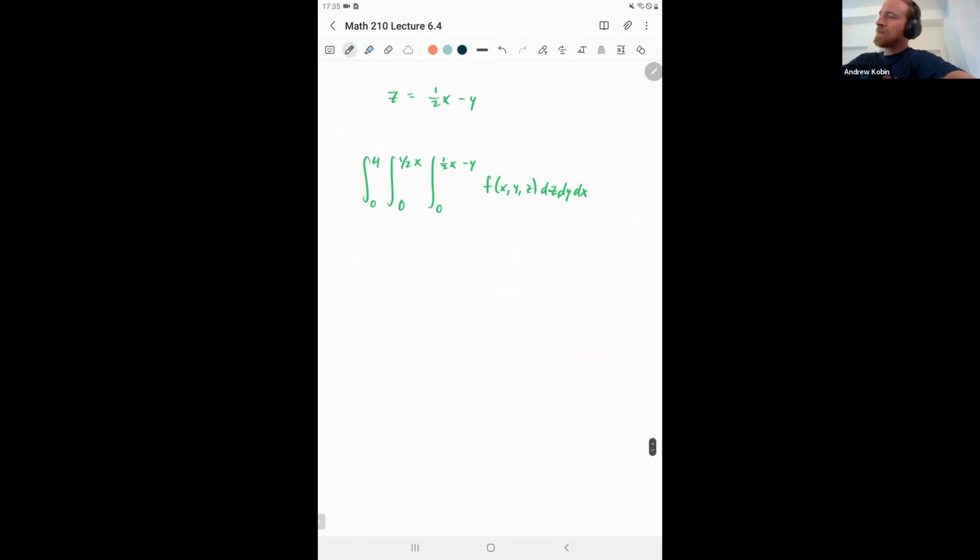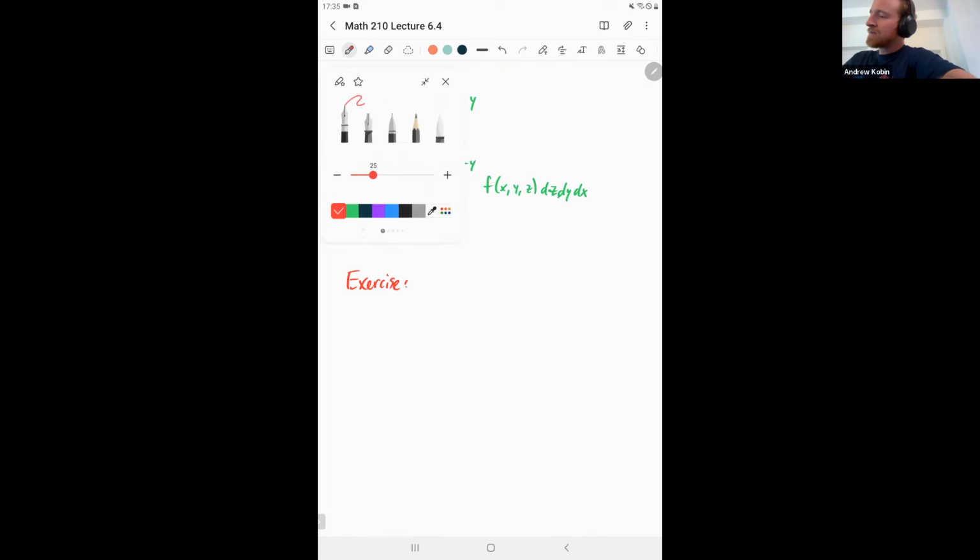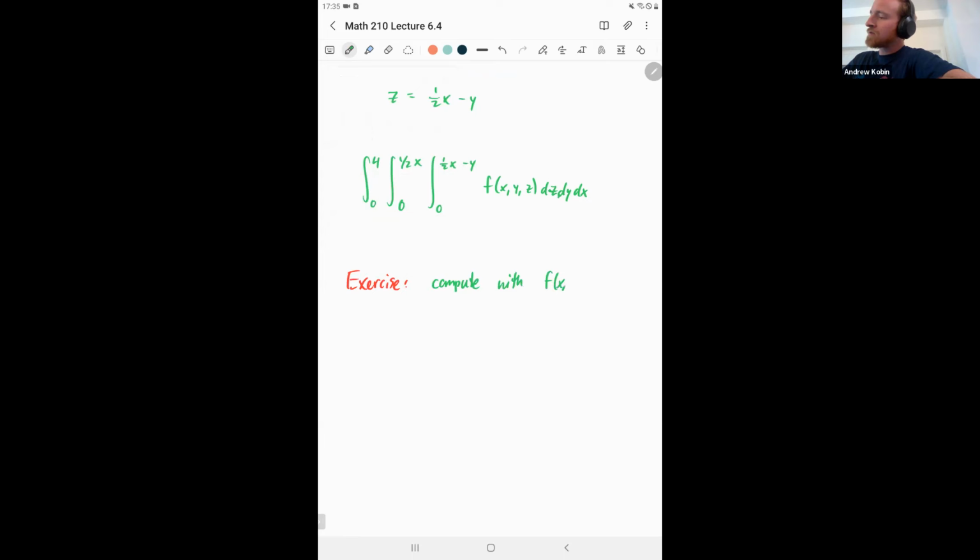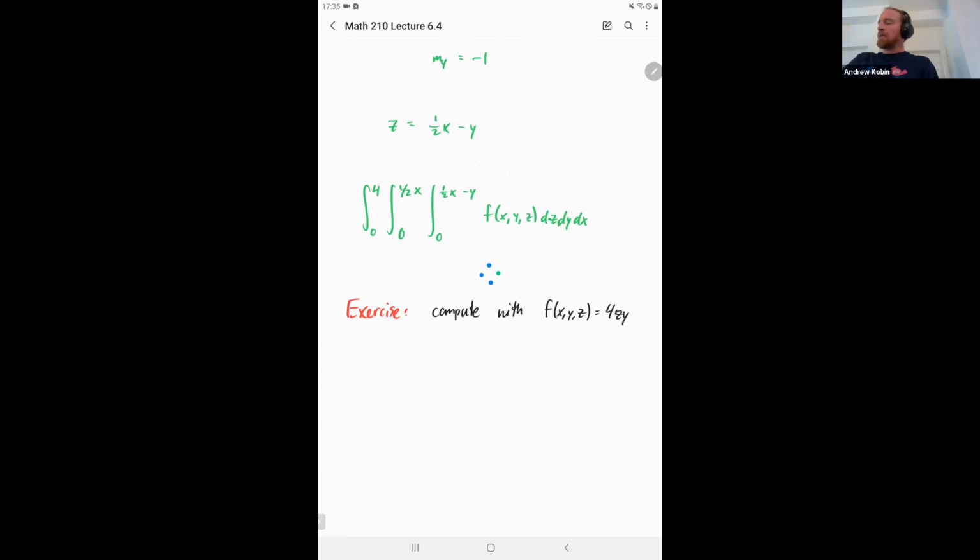dx. As an exercise, I'm just going to tack this onto the end of this problem. Just to practice computing another triple integral, compute it with the previous problem's density function, 4 times y times z, whatever it was. So I'll give you one more problem to practice. We'll see a few more examples in this video, but I'm not going to work any more out. I'll leave those as exercises, and we'll do a few of them together in class.